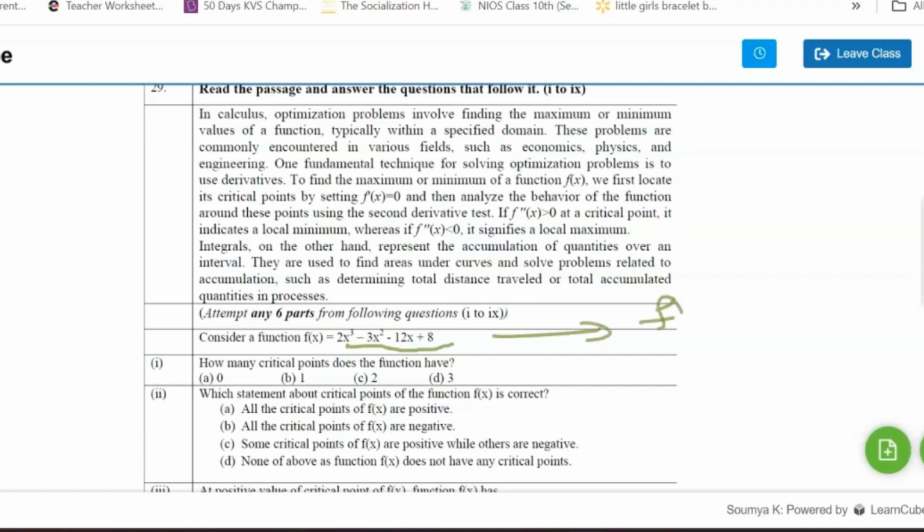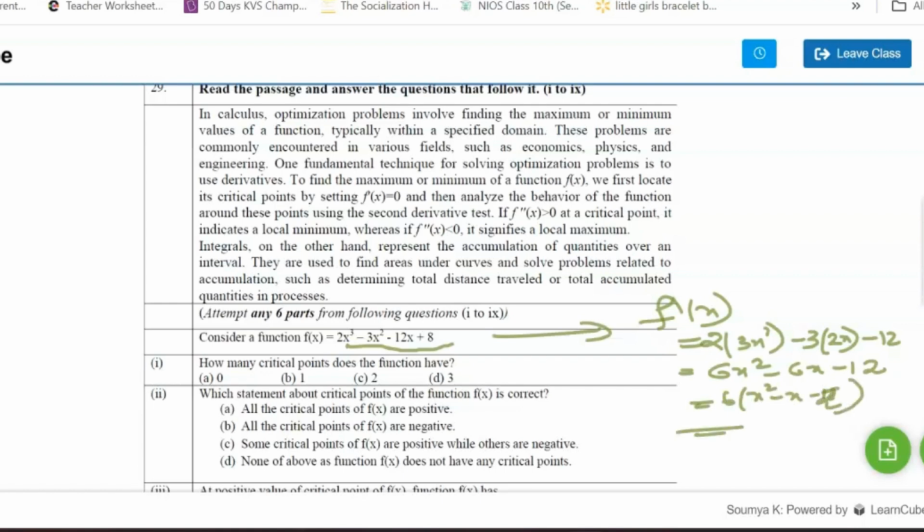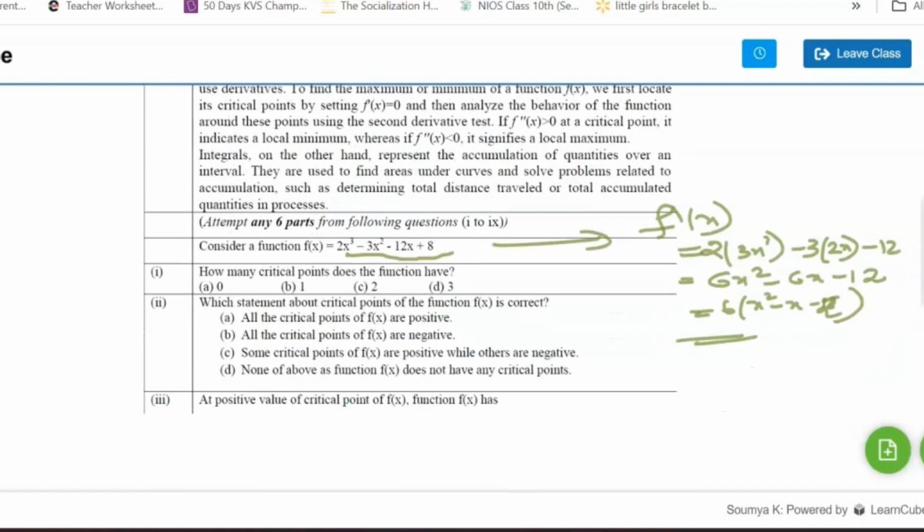You have to find f dash x. f dash x stands for the first derivative. So find the derivative of this equation, that is 2 into 3x square minus 3 into 2x minus 12 into 1, and the other term is 0. So it is 6x square minus 6x minus 12, which can be written as 6 of x square minus x minus 2. This is the first derivative.